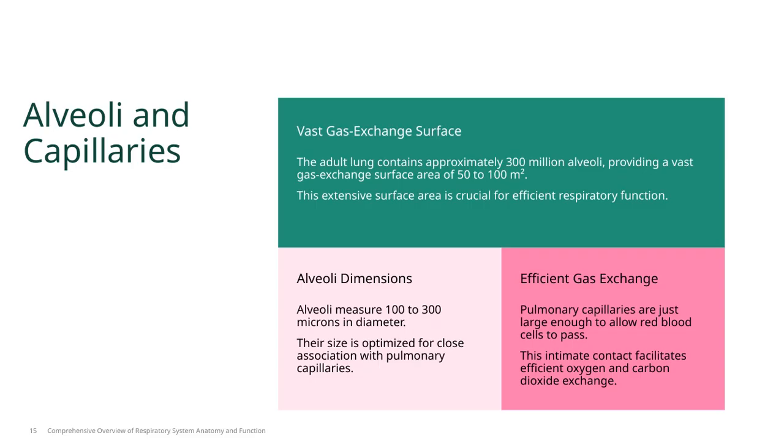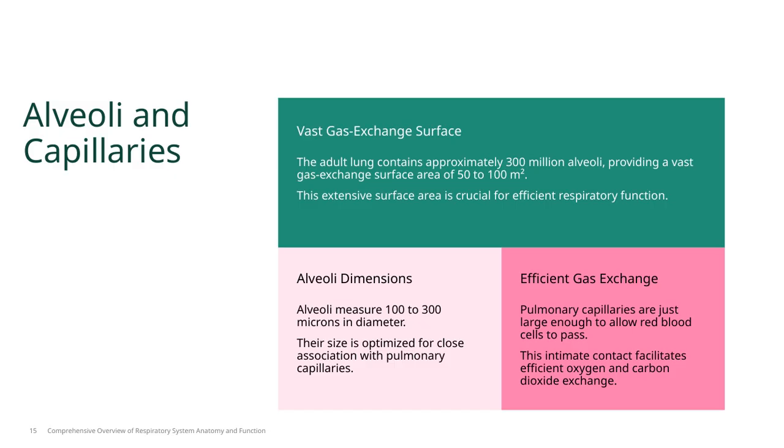Now, let's take a closer look at the vast gas exchange surface of the respiratory system. The adult lung contains approximately 300 million alveoli, which collectively provide an expansive surface area of about 50 to 100 square meters. That's roughly the size of a tennis court. This huge surface area is absolutely essential because it allows for efficient exchange of gases, oxygen in and carbon dioxide out, during breathing.